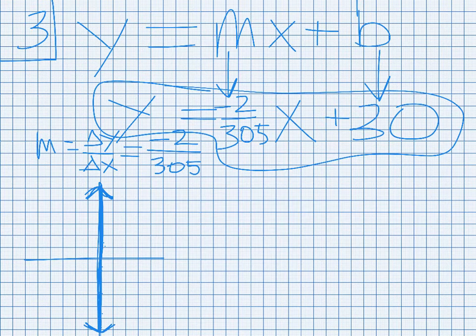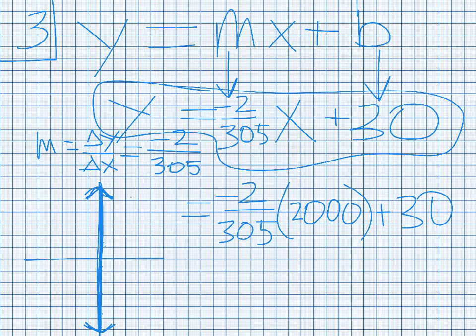Now what I'm doing is substituting, because it tells me to predict the temperature for an altitude of 2,000 meters. Altitude is the x's. If you look back at the table, altitude is the x's, so it's saying what is the temperature if the altitude is 2,000. So what I do now is plug in my 2,000 for x. Everything else stays the same.